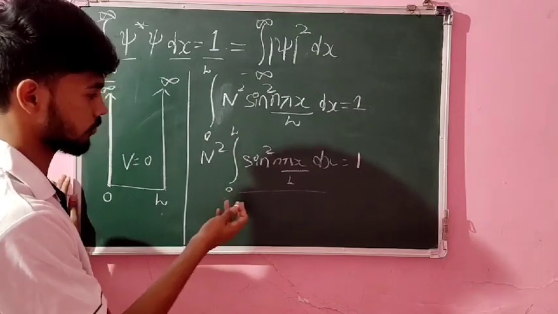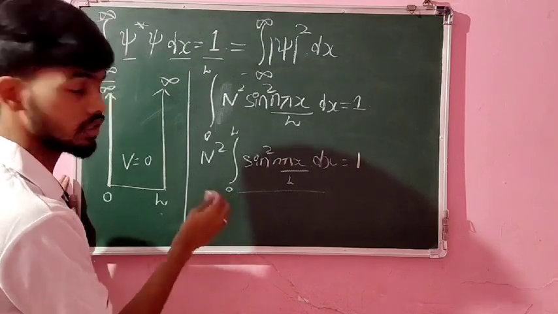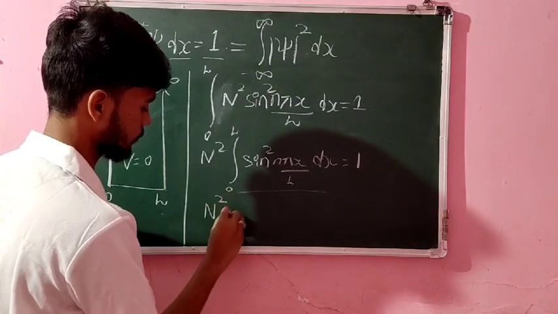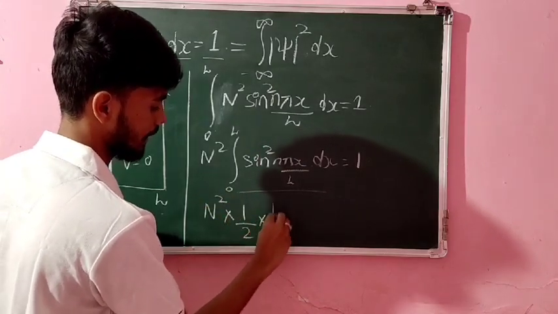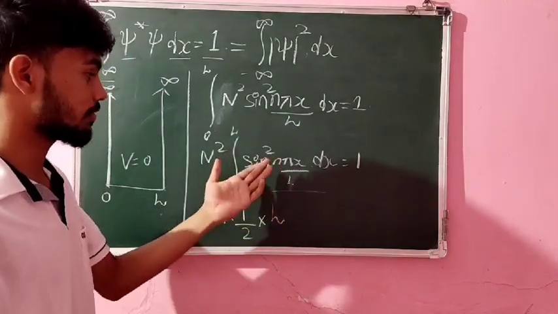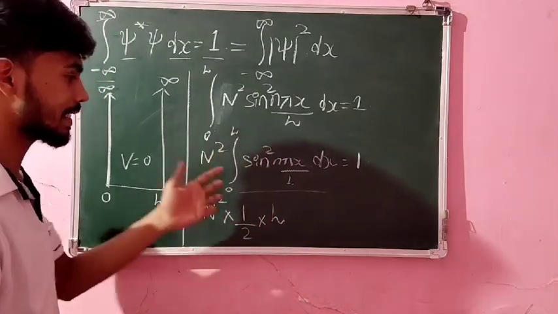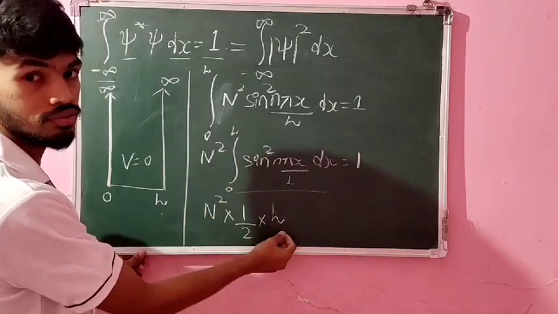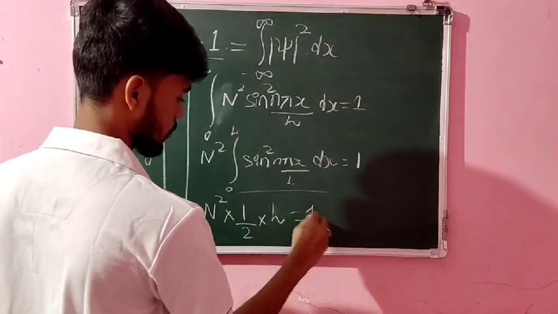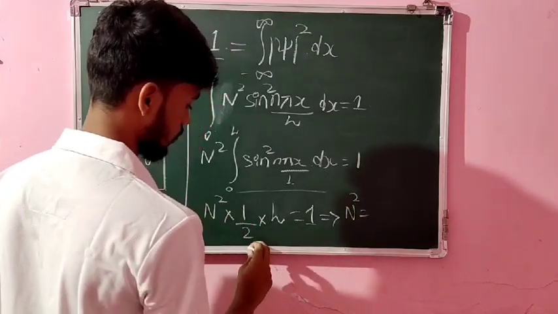There is a trick. Whenever you have sine square or cos square terms and you have full interval or half interval limits, at that time you can directly substitute N square into 1 by 2 into the length of the interval. So whenever you have sine and cosine terms in powers like sine square or cos square, with full or half interval limits, you can directly write half into the length of the interval, that is 1 by 2 into L, which equals 1. Which implies N square is equal to 2 by L.